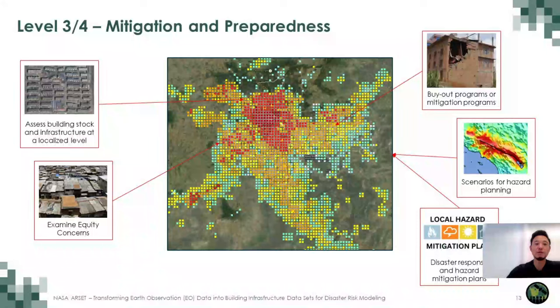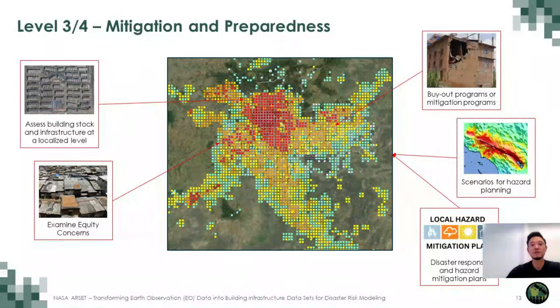So since level 3 and level 4 are both similar in the sense that they both use distributions of the characteristics of the built up environment, we combine the use cases here for mitigation and preparedness. Let's see, assess building stock and infrastructure at a localized level. This is pretty straightforward with the level 3 exposure. We do our research, we find what the unique building types are, we create the development patterns, and for each development pattern, there's a different distribution of those building types or mapping schemes. So here we can start looking at where the building stock is and what building stock it is based on the color. For level 4, it's a little different.